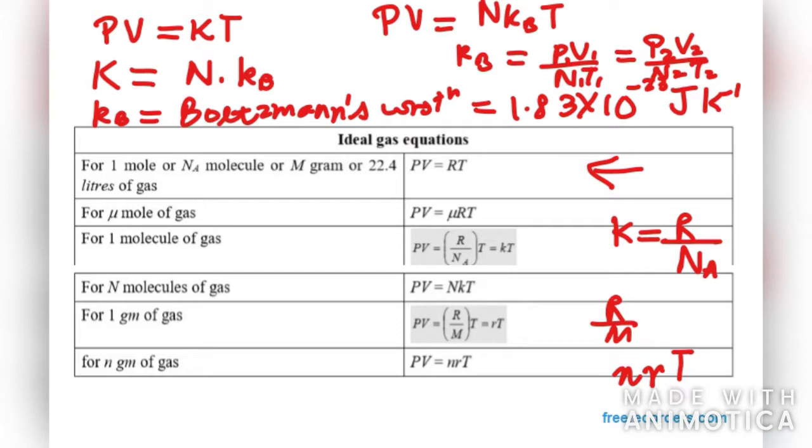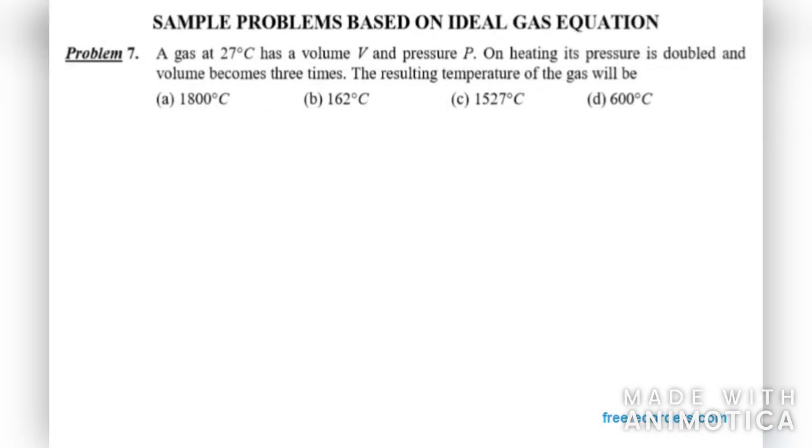So let's start with some problems based on ideal gas equations. Let's have a look at problem 7. A gas at 27 degrees Celsius has a volume V and pressure P. On heating, its pressure is doubled and volume becomes 3 times. The resulting temperature of the gas will be. So we need to find the new temperature in this case.